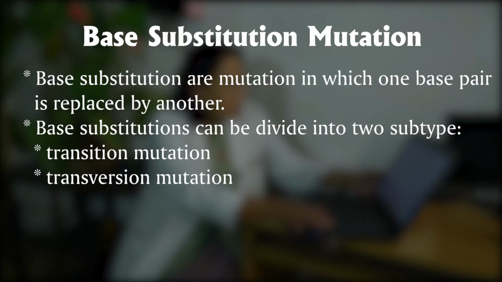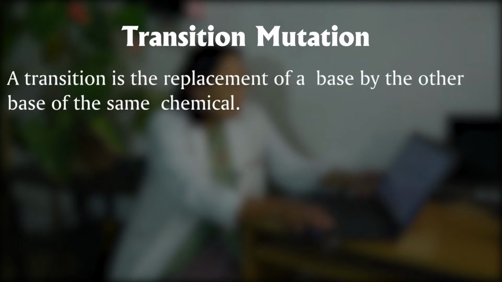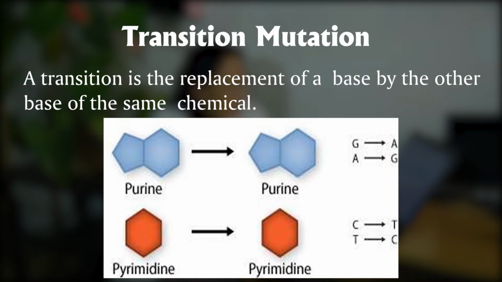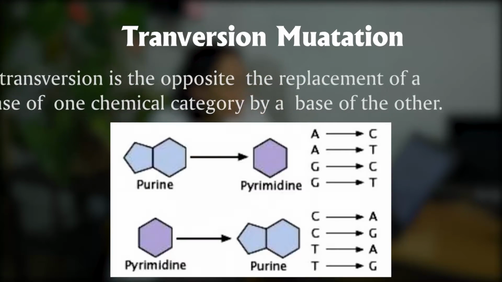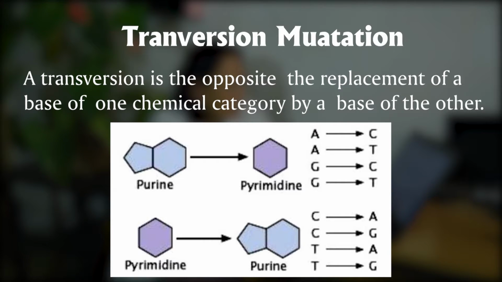So what is base substitution mutation? Base substitutions are mutations in which one base pair is replaced by another base pair. Base substitution can be divided into two subtypes: number one, transition mutation, and number two, transversion mutation. A transition is the replacement of a base by another base of the same chemical category, so purine for purine, pyrimidine for pyrimidine. A transversion is the opposite, the replacement of a base of one chemical category by a base of the other.